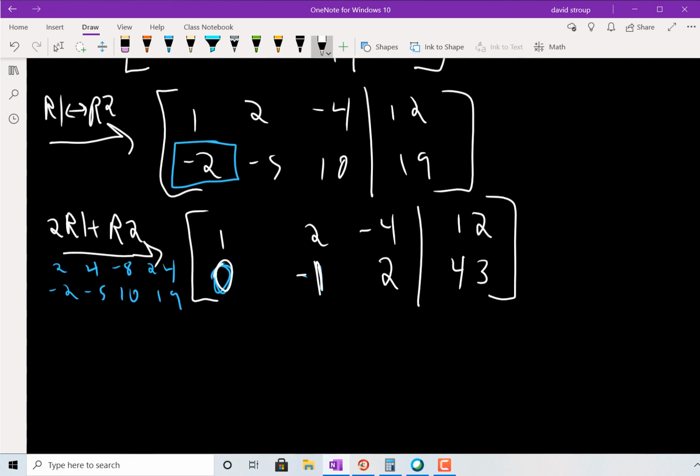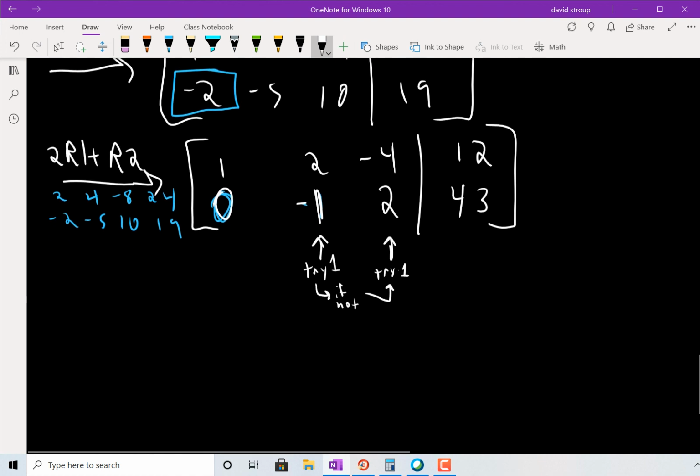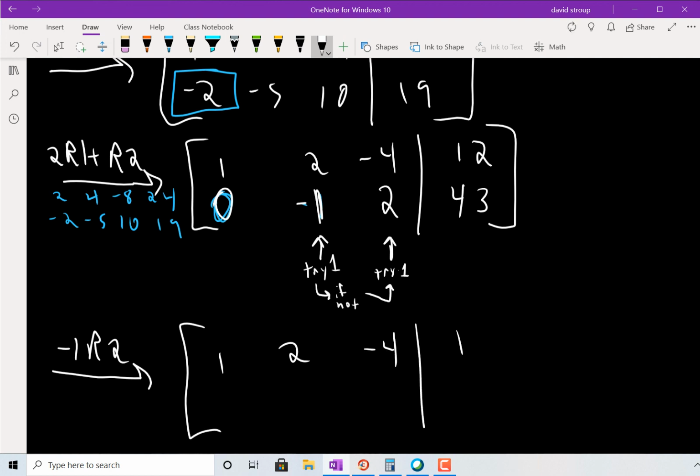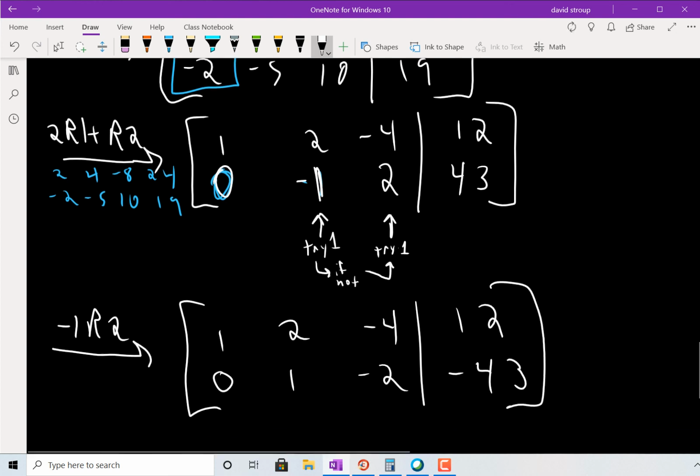If this position ended up being 0, what you do is go over to the next one and try to get a pivot position there. So try to get a 1 here, and if not, try to get a 1 in this position. But in this case we're able to do it clearly because we just multiply by -1. So -1 times row 2, and we get 1, 2, -4, 12, 0, 1, -2, -43. That kind of does it for us.